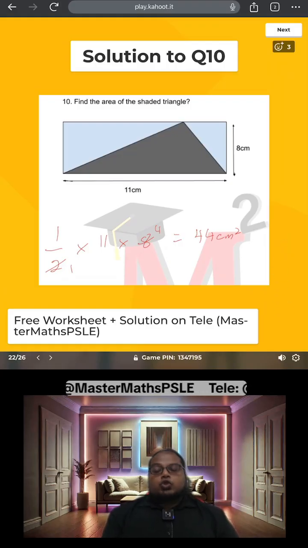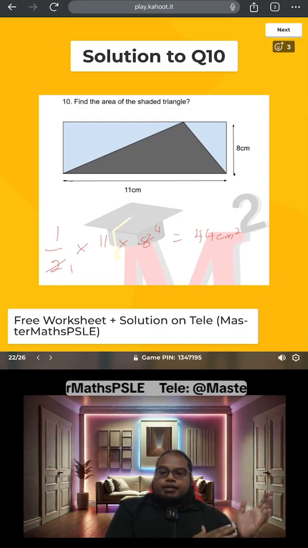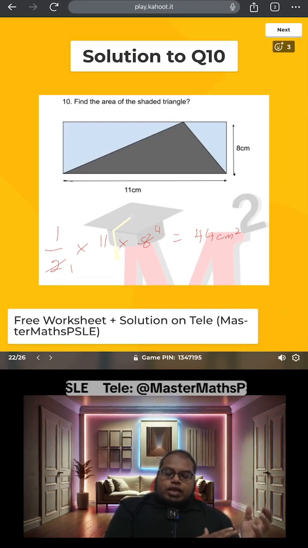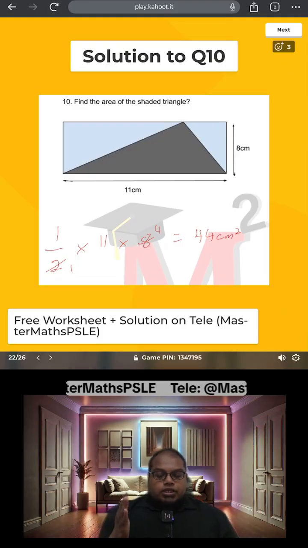So for those who are new to area of triangle, remember the formula is half times base times height. And you can do your fractions multiplication. You can cancel off the 2 and the 8 because both can be divided by 2.